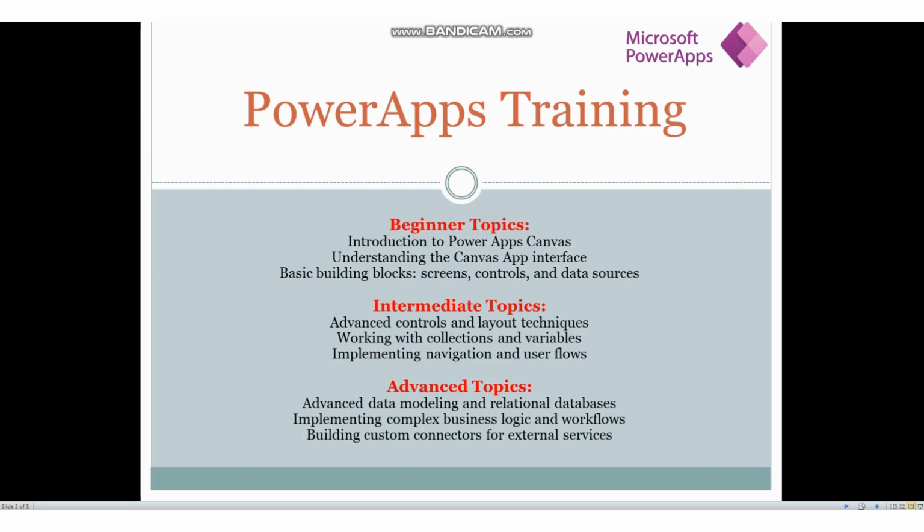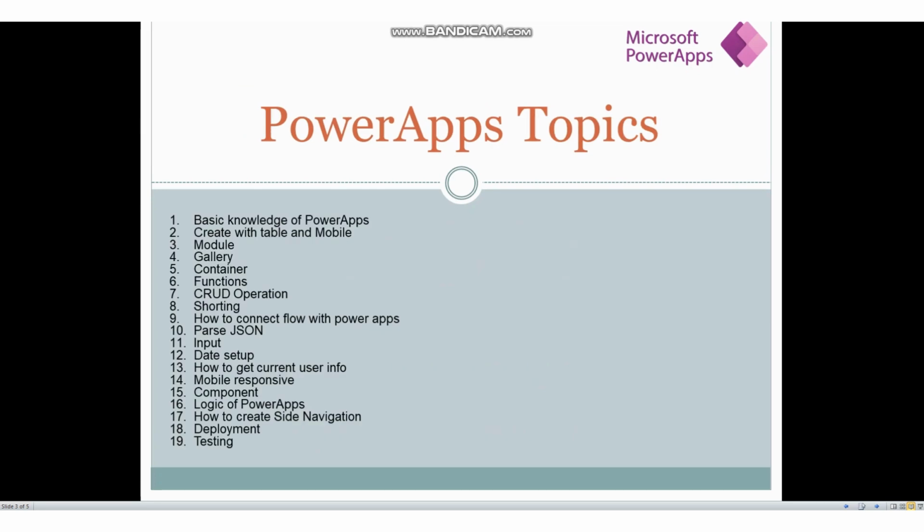Advanced topics include relational databases. If we have multiple data tables and a relationship between two of them, like one to many, how can we find one particular record and get the many records from that one record? There are also complex business logic and workflows, building custom connectors and external services. These are some of the advanced topics we will also cover in this training.